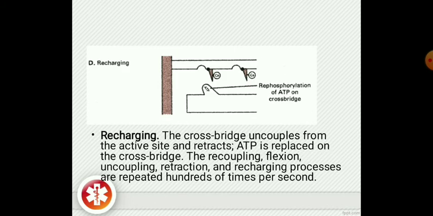And next is the recharging phase. As I said, ATPs are the ones which provide energy for each of these muscles, each of this actin and myosin, to undertake some work. As the ATP gets worn out, there will be new ATPs which will be attaching to that same bridging site and the same process will be continuing.